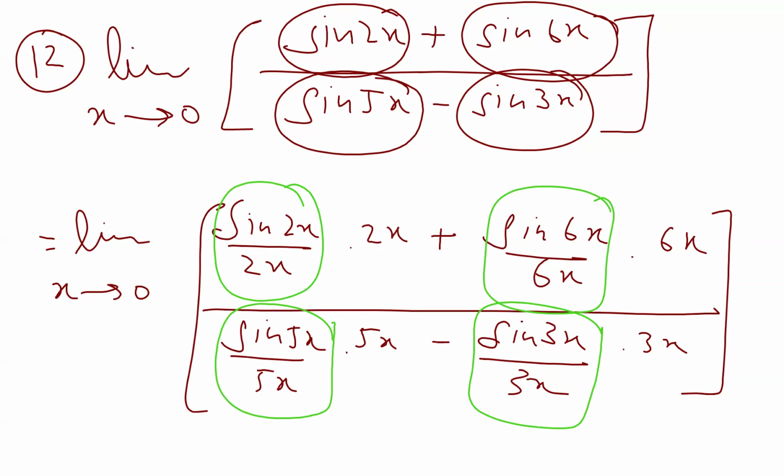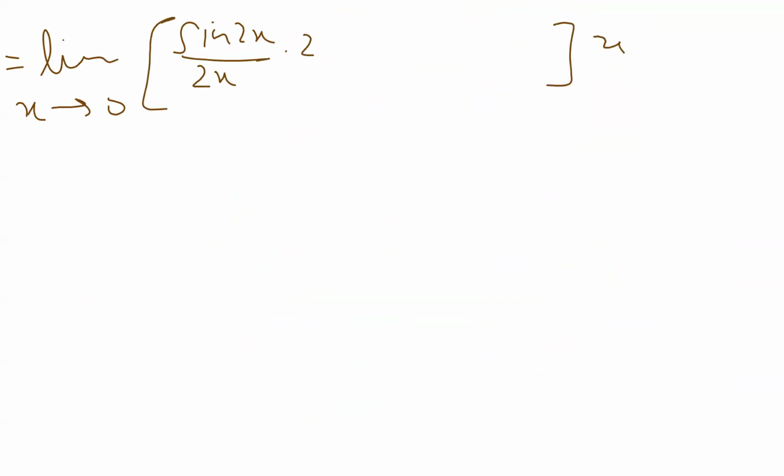Now from the numerator, I'll take x common. And from the denominator, I'm going to take x common. So next step, limit x approaching 0, sine 2x upon 2x into 2. X is gone outside. I've taken it common. Plus sine 5x upon 5x into 5.